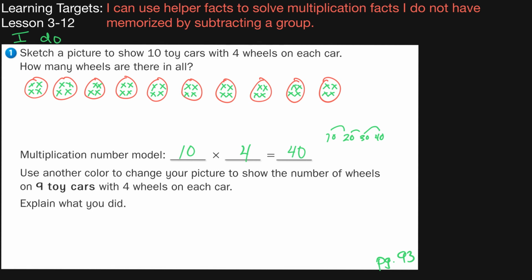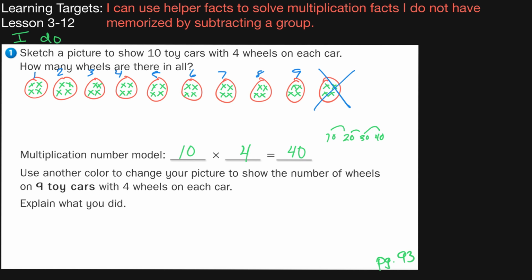Now when we move on to the next step, it says use another color to change your picture to show the number of wheels on 9 toy cars with 4 wheels on each car. So the number of wheels on each car haven't changed, but what has changed is we no longer have 10, we have 9. So I crossed one of those out. And just by doing that, I now know I have, if I number them, 1, 2, 3, 4, 5, 6, 7, 8, 9. I subtracted one group.